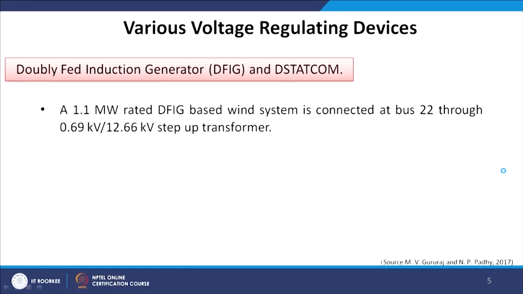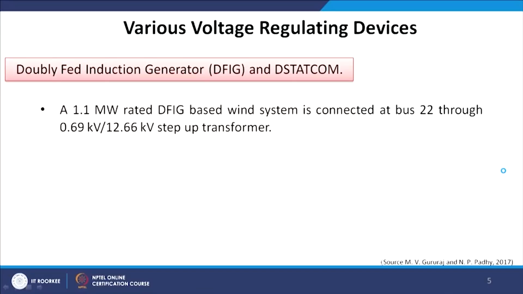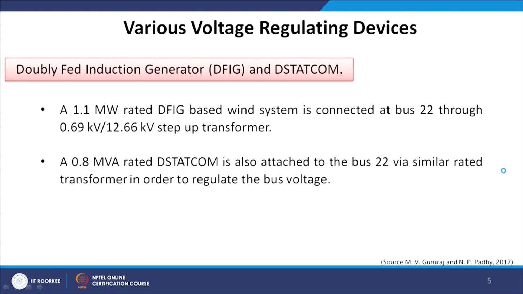Now, similarly, the DFIG and the D-STATCOM are additional devices that have been placed to take care of the system reactive power scenario. So, a 1.1 megawatt rated DFIG based wind system is connected at bus number 22 through a 0.69 kV/12.66 kV step up transformer. A 0.8 MVA D-STATCOM is also attached at the same bus.